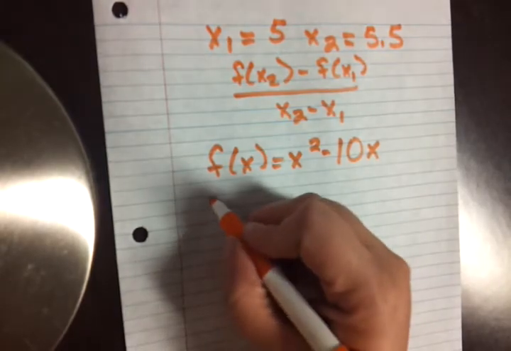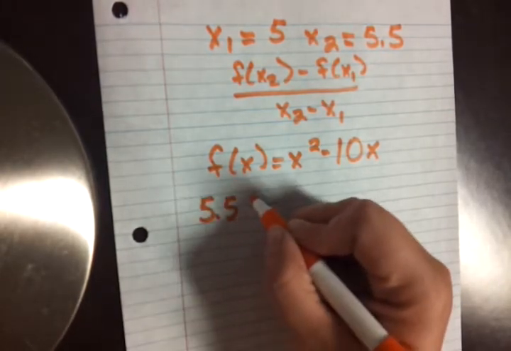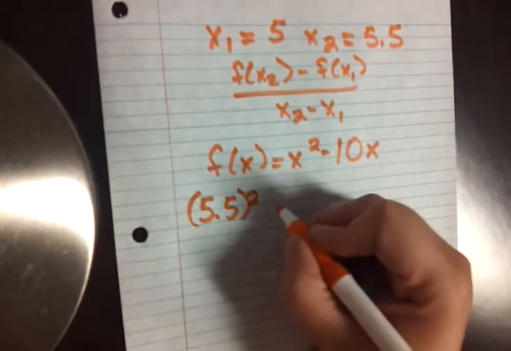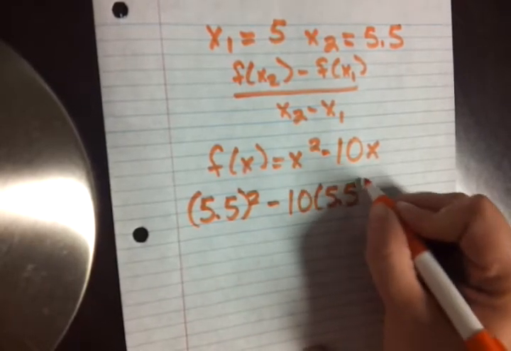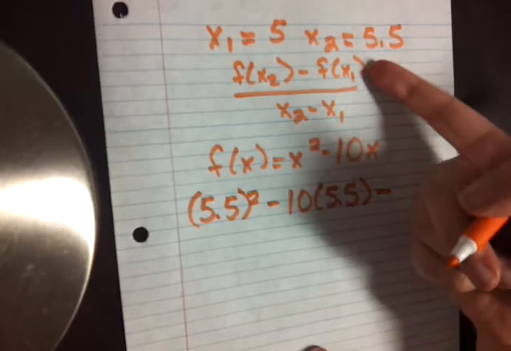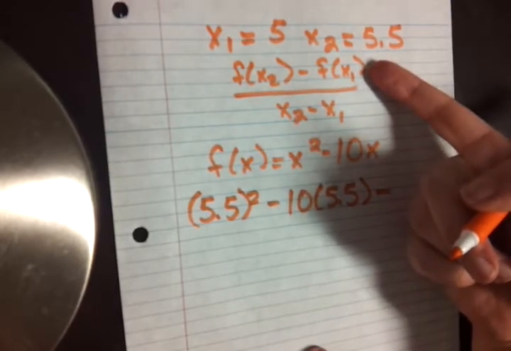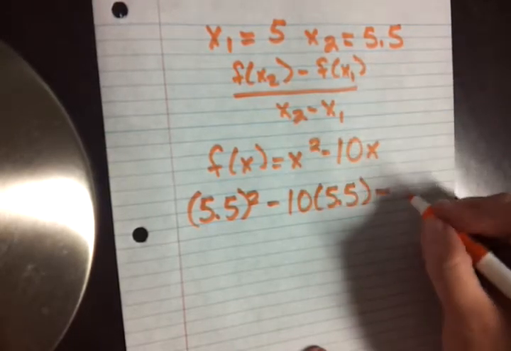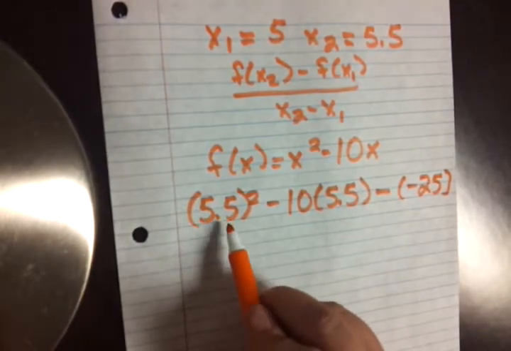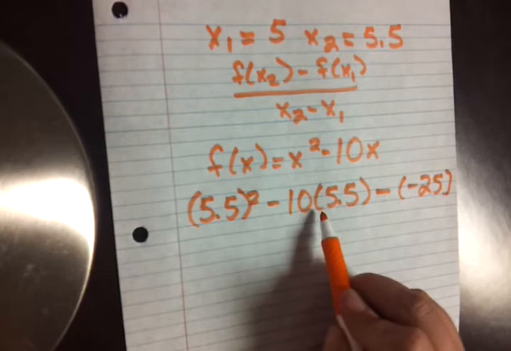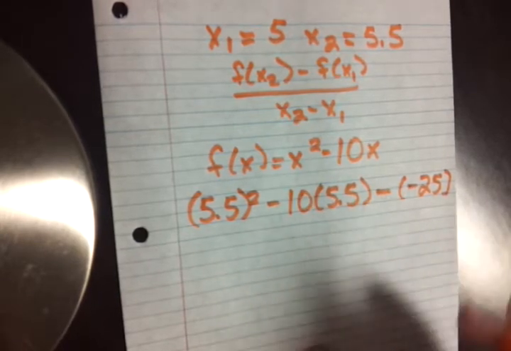So we've got 5.5 squared minus 10 times 5.5 minus f of x1. But we figured that out in the last step, and we know that f of x1 is always going to be negative 25. We don't have to do that again. So I've got 5.5 squared minus 10 times 5.5 minus a negative 25.